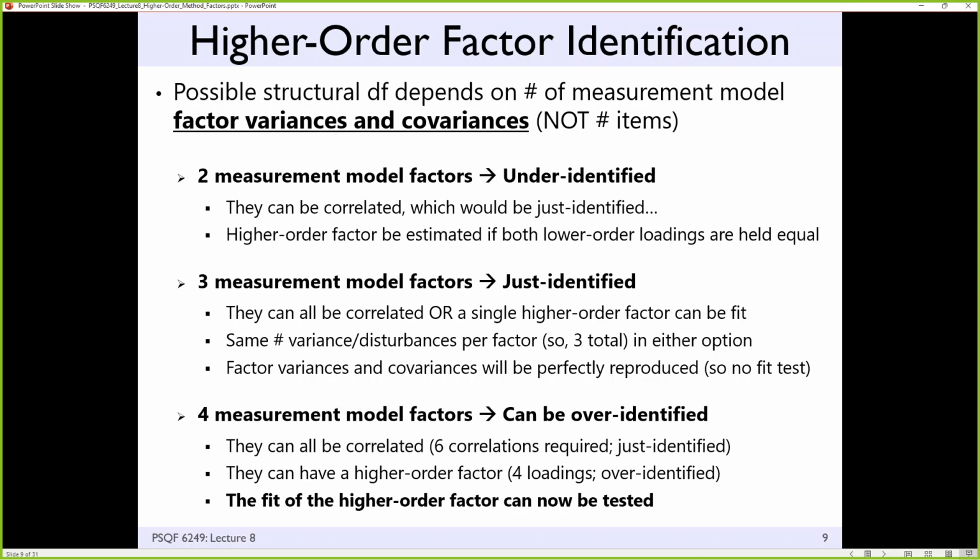Question from the Zoomers, can you cross-load items onto multiple factors? Yes, you can, but not too many or it starts to break down. Generally speaking, in this world, people seek to avoid cross-loadings if possible because it muddies the interpretation as to what the factors are, especially if you want to have unique prediction of things from the factors. Then if they're partially reflecting the same items, that gets to be conceptually ambiguous. Does that help?